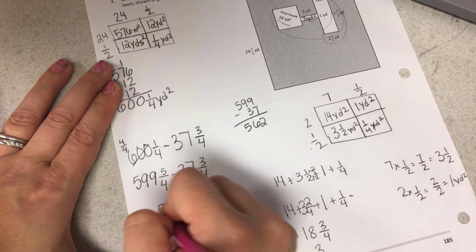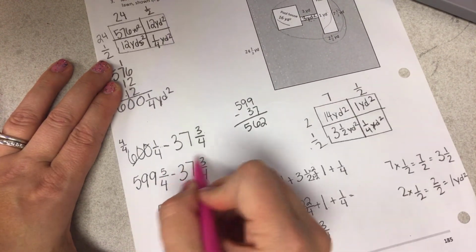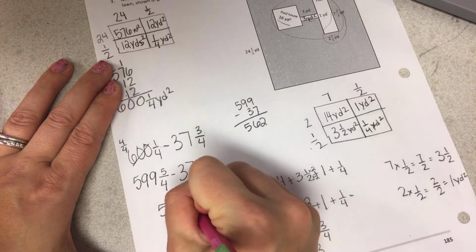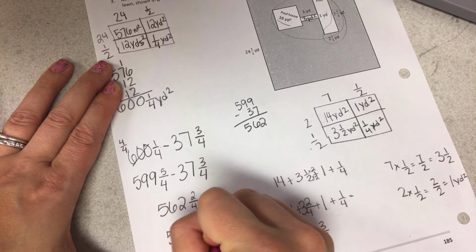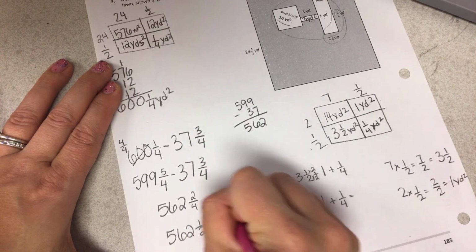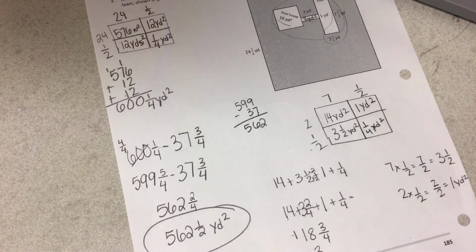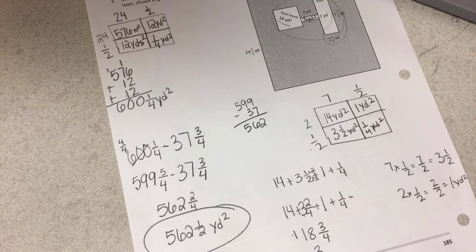So it's 562. 5 minus 3 is going to be 2/4. Or when I write this out, he only needs 562.5 yards of sod. Okay, it is a lot of work, but guys, it's pretty simple if you just do all of the different steps and get all the information recorded and written down that you need.